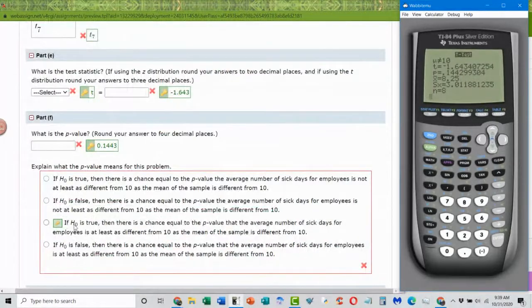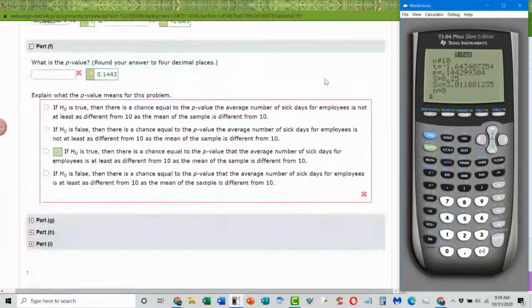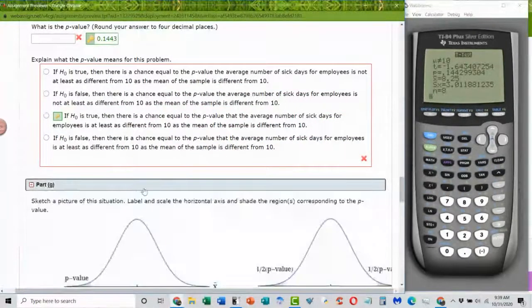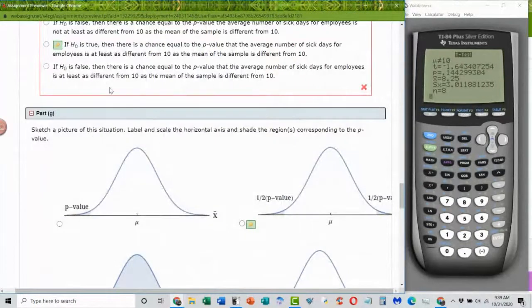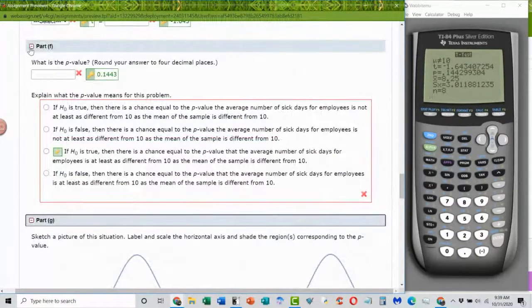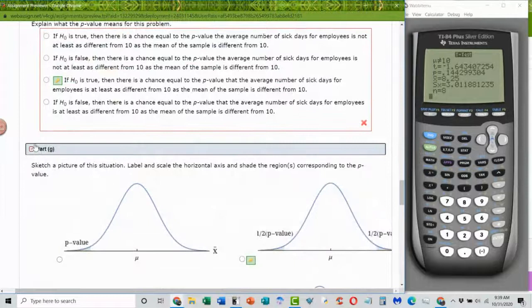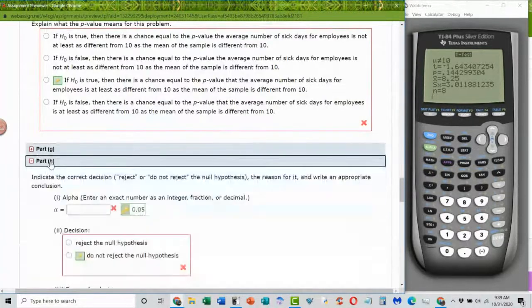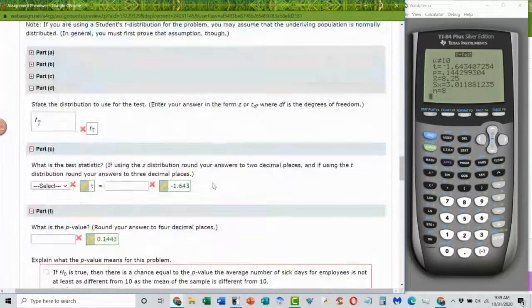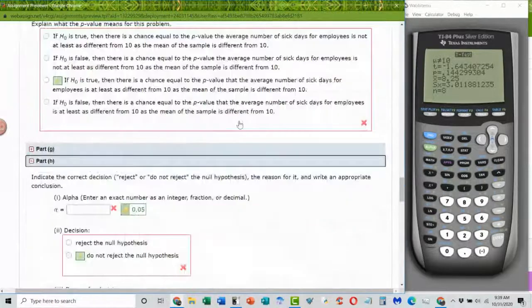What does the p-value mean? Well, if the mean is really 10, then there's a 14% chance of getting the data that we had. Which one is the graph? Well, because we're doing not equal to, we use the not equal to one. What was the alpha? Well, they told us it was 0.05, so we plug that in.